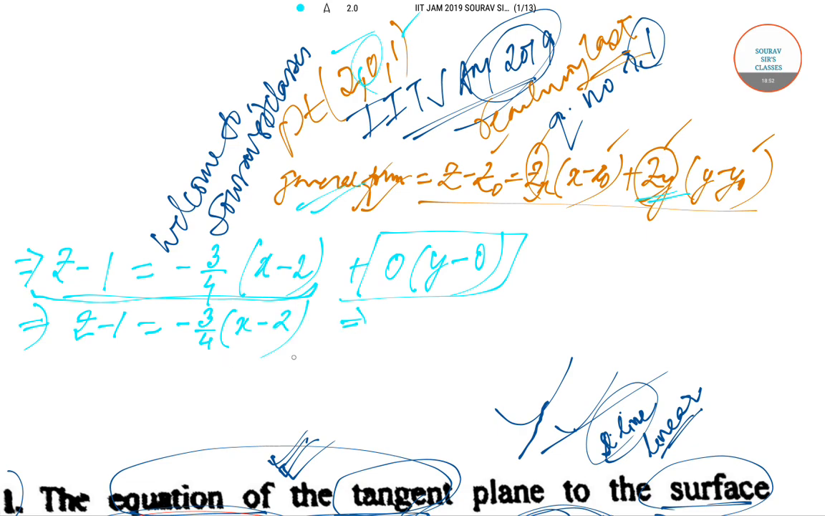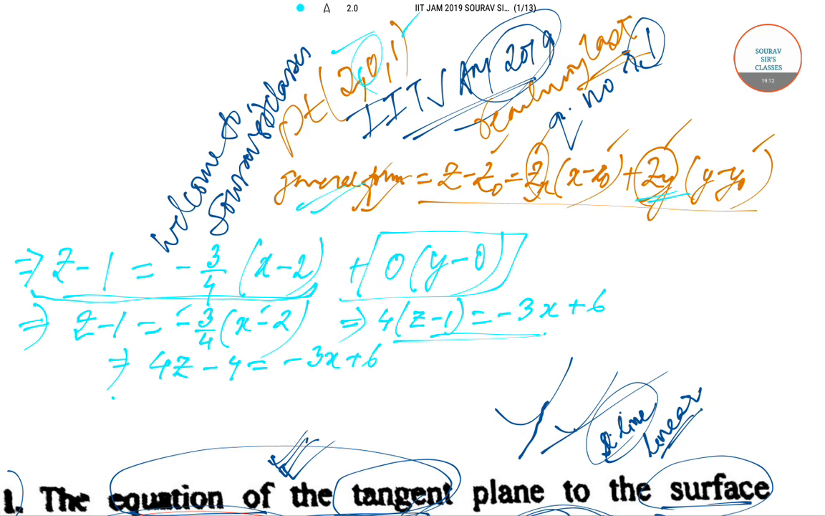Now this is very simple, anyone can solve it. We are cross multiplying it, so it will become 4 times z minus 1 equal to minus 3 times x minus 2, so minus minus will become plus, and plus 6. So solving this equation, we will get 4z minus 4 equal to minus 3x plus 6. So the final answer which we are getting is 3x plus 4z minus 10 equal to 0, or we can write 3x plus 4z equal to 10.